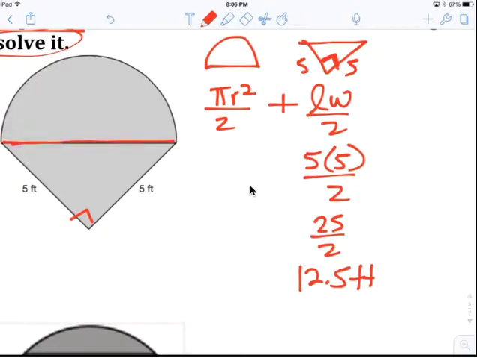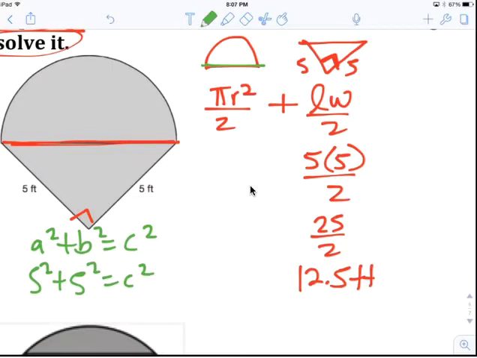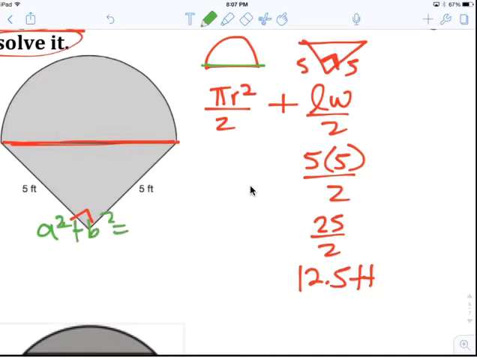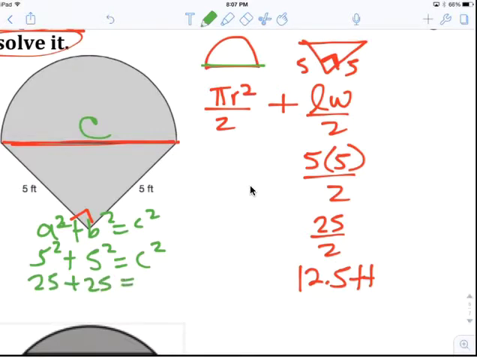I don't know the diameter, so I have to do the Pythagorean theorem first. A squared plus b squared equals c squared. So 5 squared plus 5 squared equals c squared. I wanted more room, sorry, guys. 25 plus 25 equals c squared, so 50 equals c squared. Take the square root. The square root of that is probably 7.1, because the square root of 49 is 7.